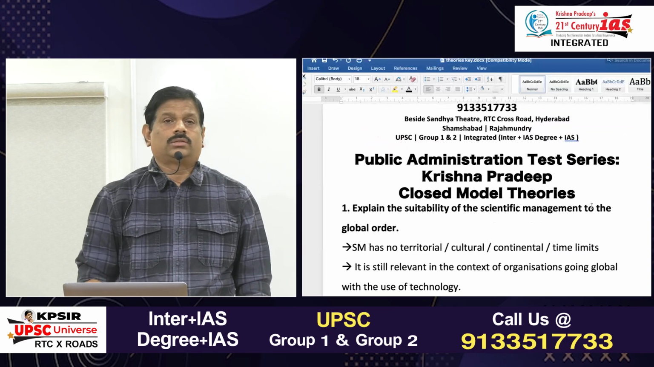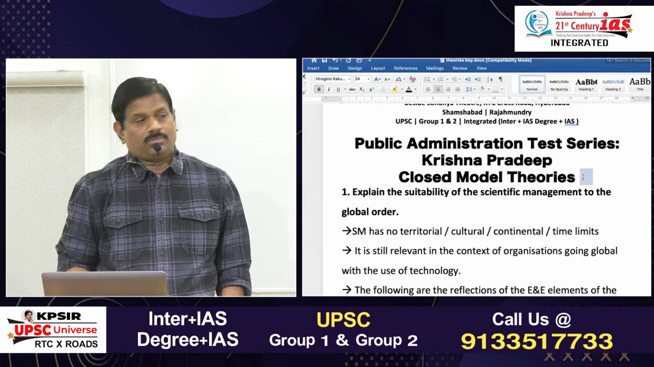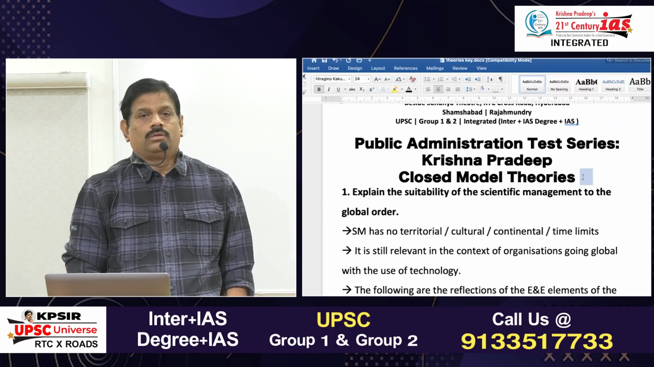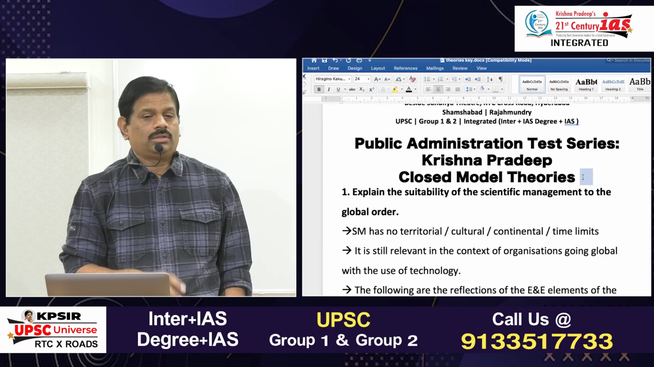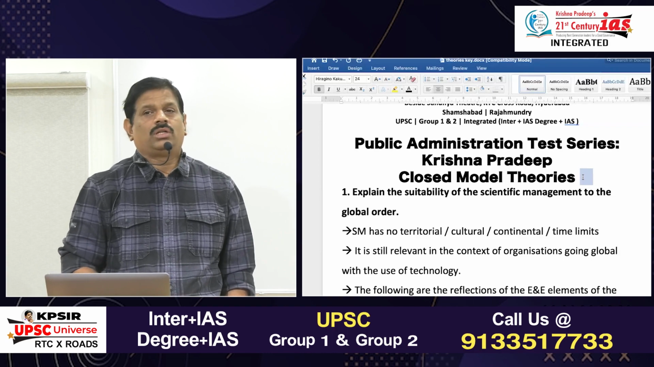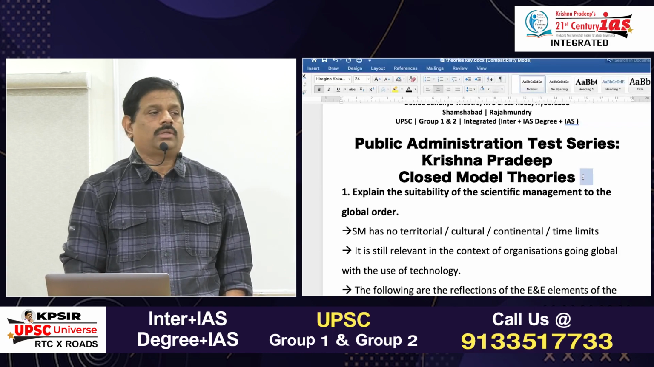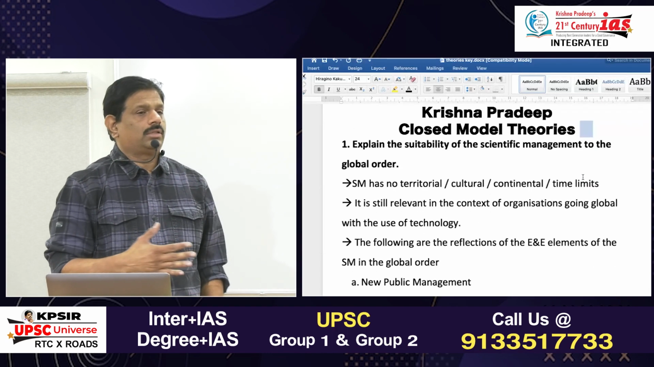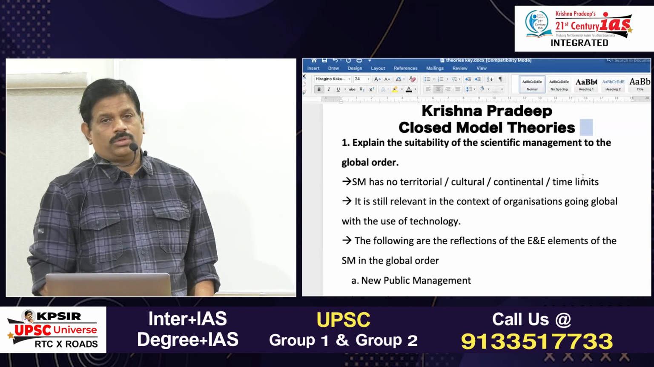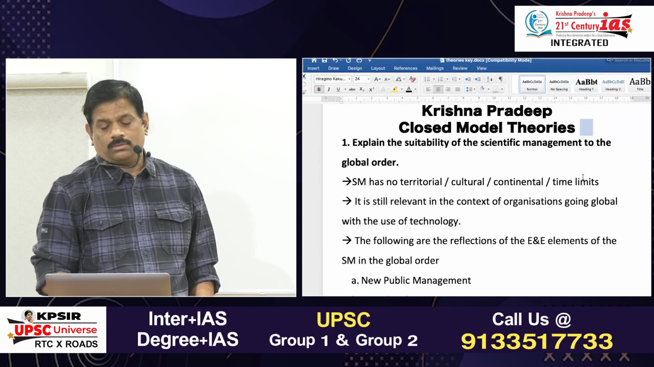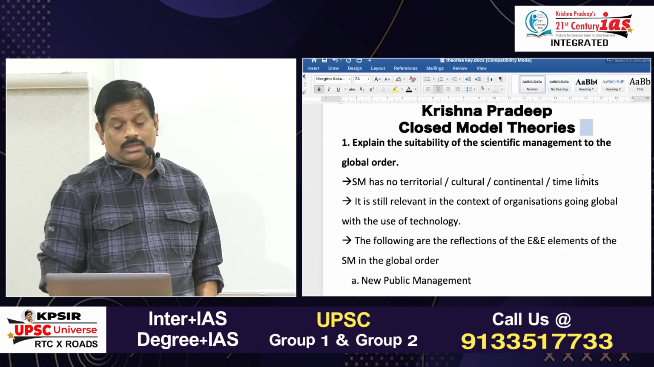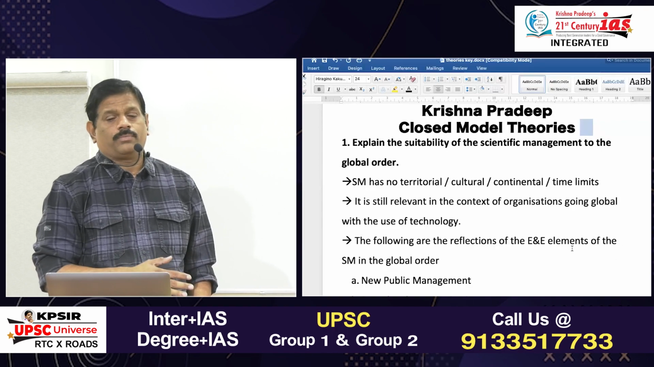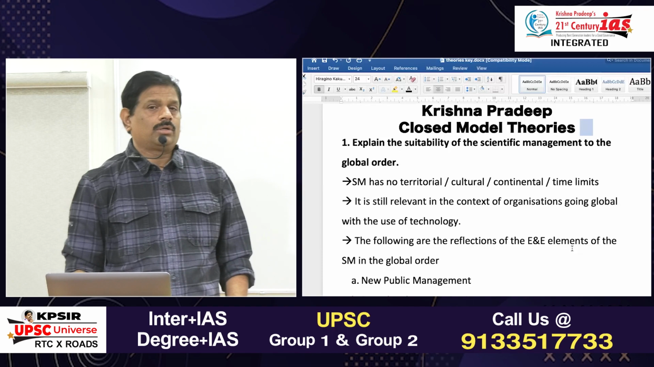The closed model theories. We have the theories divided into two types, closed model theories and open model theories. The closed model theories consider the organization as a structure, while the open model theories consider the organization as a process and a behavior. We have three types of closed model theories: scientific management, Weber's bureaucracy, and the classical organizational theories. And M.P. Follett's theories are considered to be the transitional theories, a transition from the closed model to the open model.